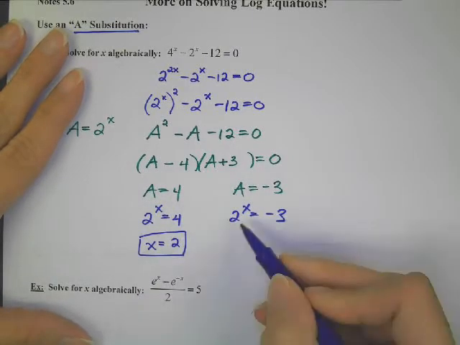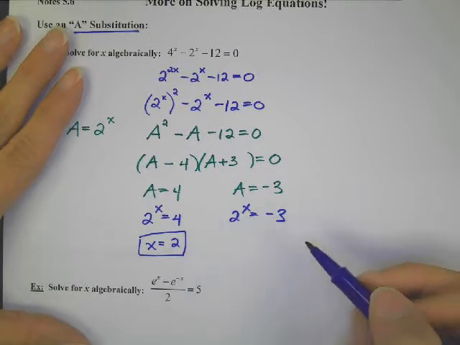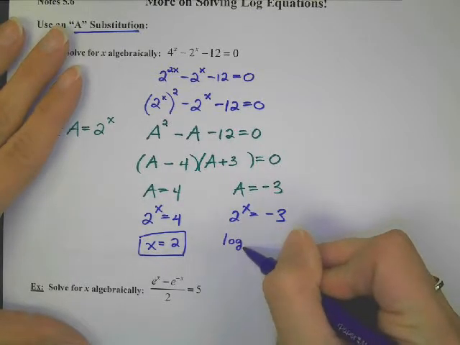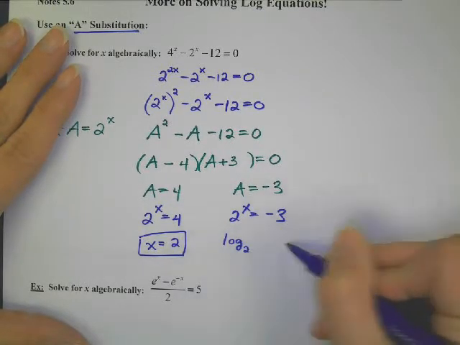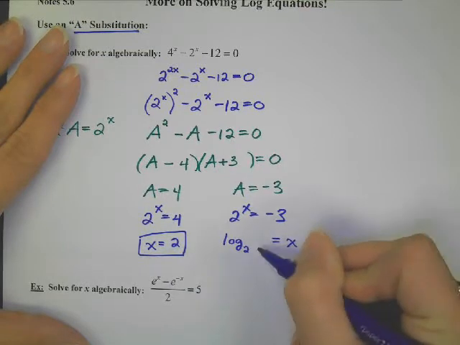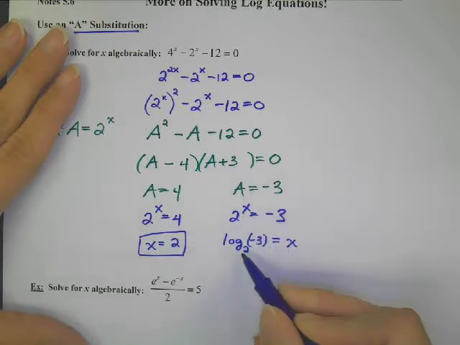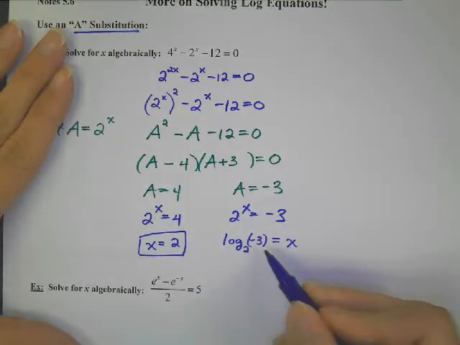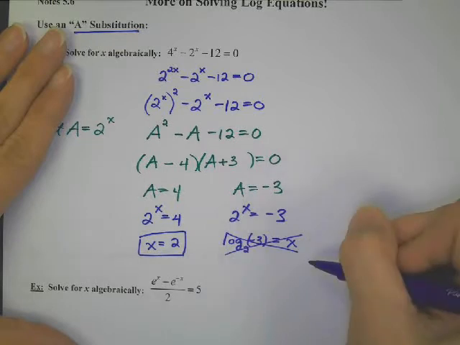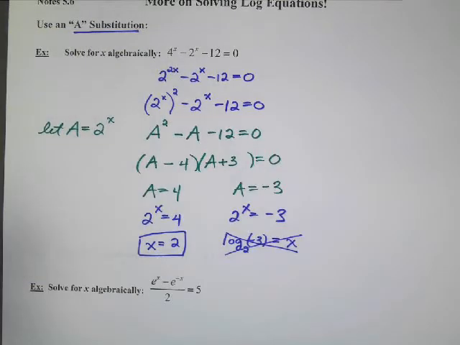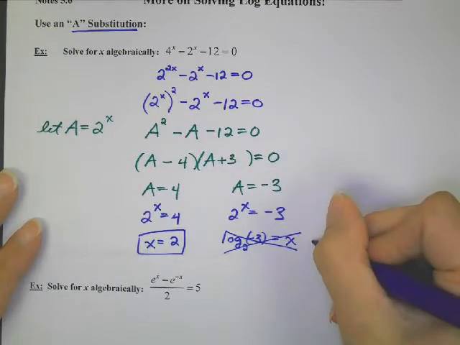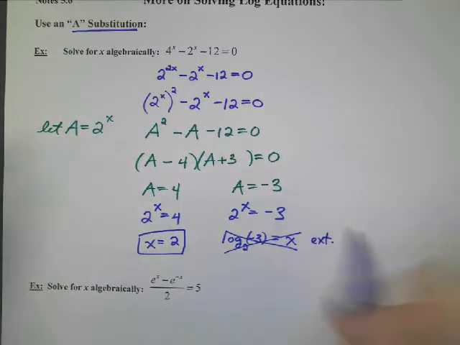How about this one over here? This one, we're going to have to do a log equation. The base is 2. We put the x over here. The log of a negative. Wait a minute. Can you take the log of a negative? This one is no good. There's only one answer to that equation. This one's called extraneous.